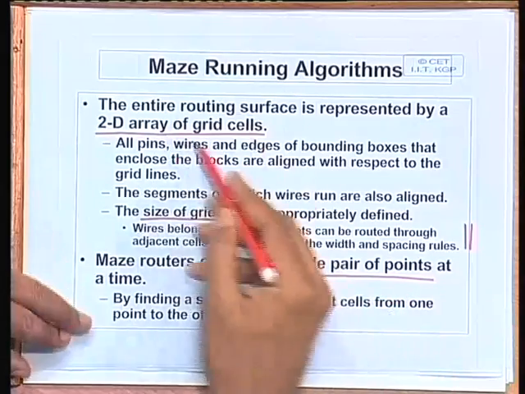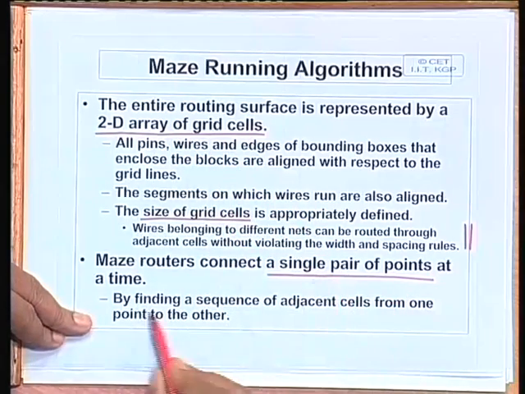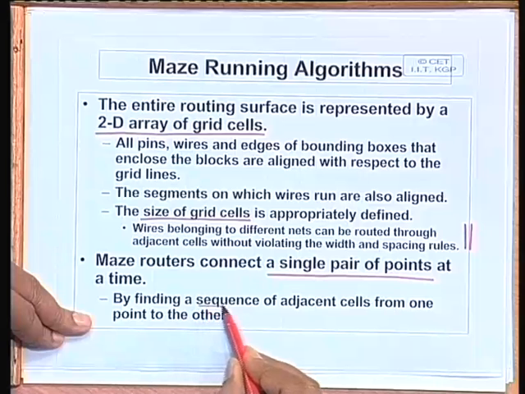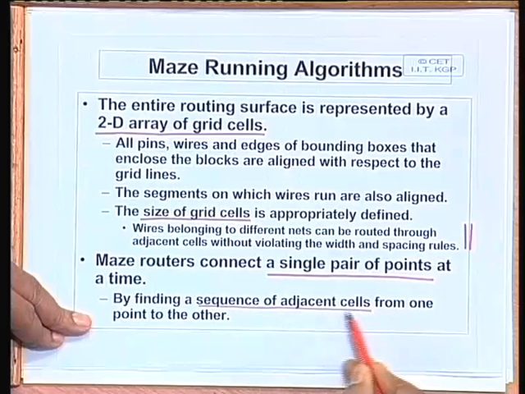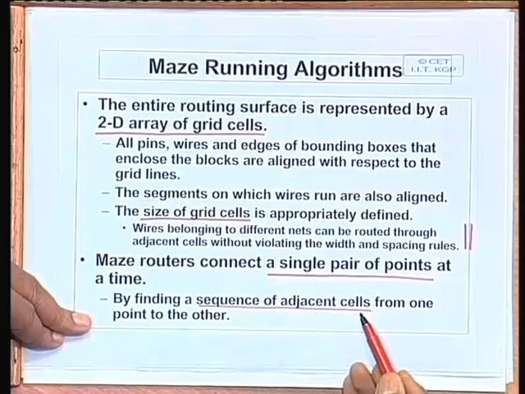So, as I said, if it is represented as a 2D array, we have to find out a sequence of adjacent cells which will lead from the source to the target. This is my objective. So, first we look at the most popular algorithm in this category, Lee's algorithm.